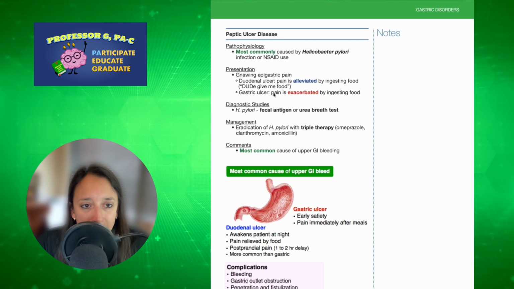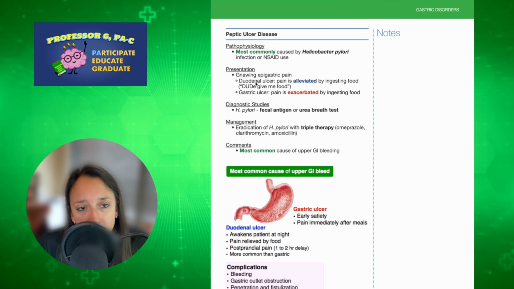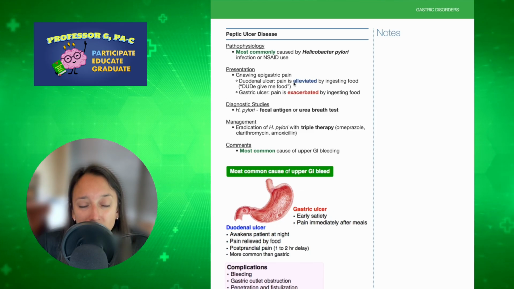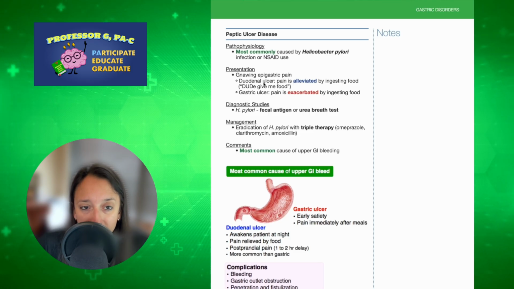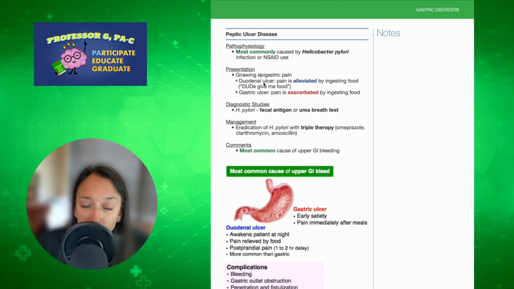And textbook-wise, with duodenal ulcers the pain tends to be alleviated right after they eat, because the small intestine is being blocked off as food is being churned in the stomach. And so they get relief of some of the pain. And then the pain starts once a few hours have passed after they eat, and then the food starts going through the small intestine.